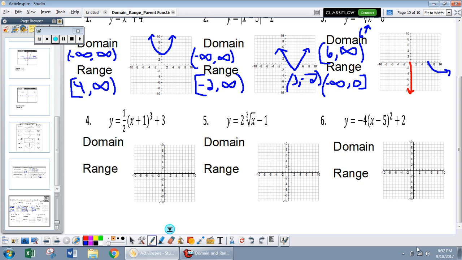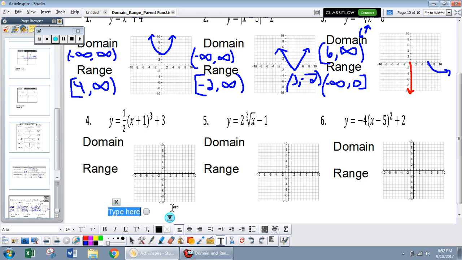All right, 3 more. Okay, so now we've got a couple of things going on with this one, so let's go ahead and do it. First thing, we have a 1/2 on the outside, so that's going to give us a vertical shrink. It's going to make it fat. We're going to move it left 1 because of the x plus 1, and we're going to go up 3 because it's on the outside. So the outside affects the outputs, inside affects the inputs.